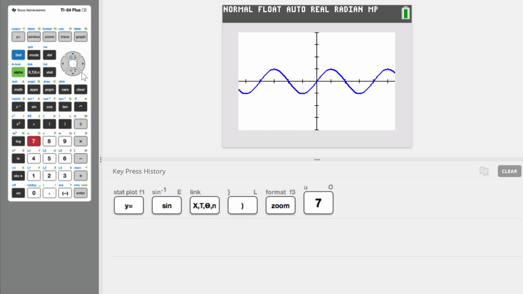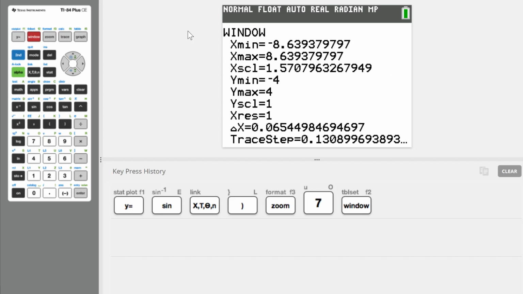We can see exactly what Z-trig gave us by going to the window button. And here we're provided with the smallest x, the smallest y, the largest y that we're seeing in that picture. We know that 2 pi is around 6.28, so it's showing us a little bit beyond negative 2 pi and positive 2 pi in the x direction. Now maybe you recognize this number, 1.57. That's pi over 2. That's half of pi.